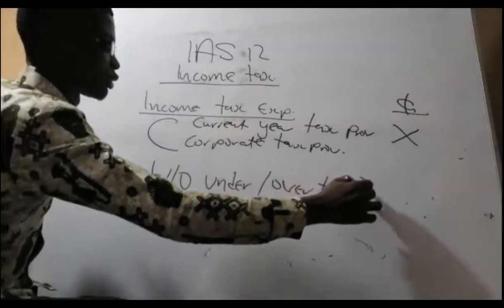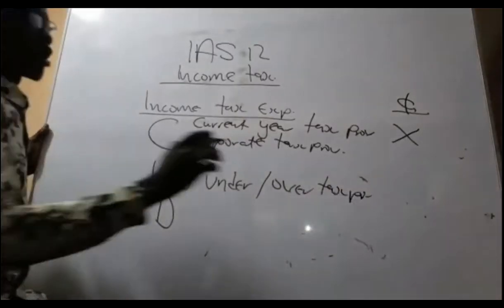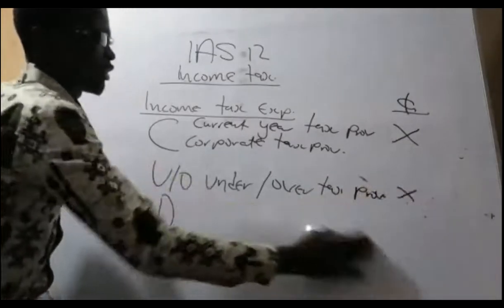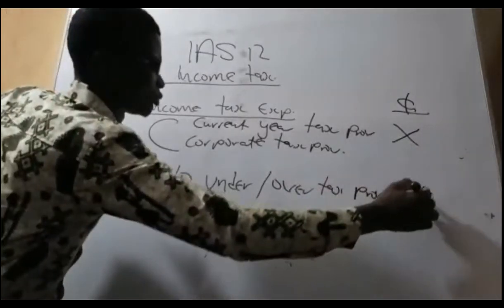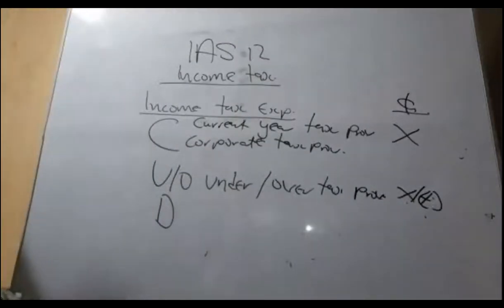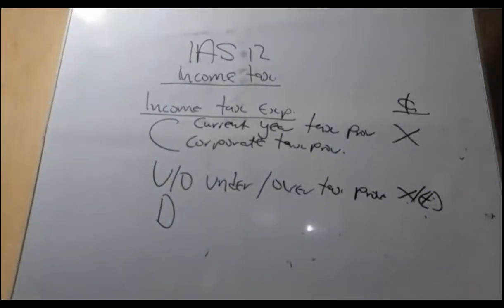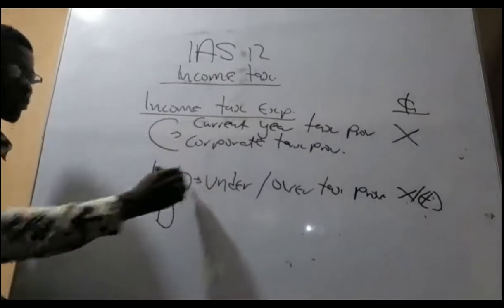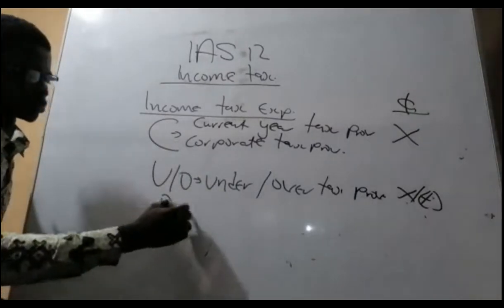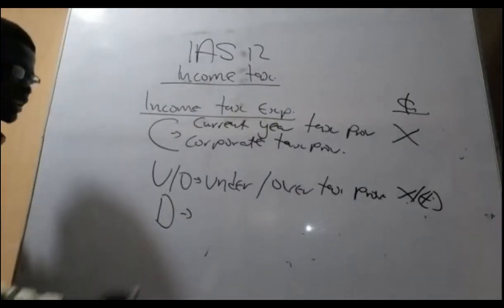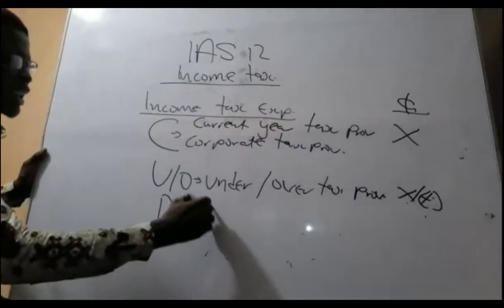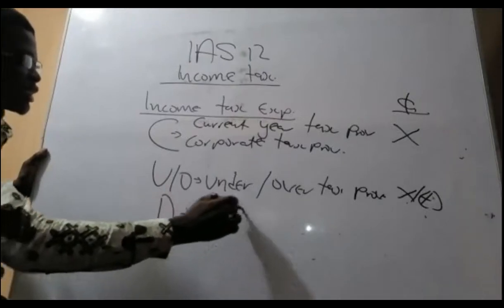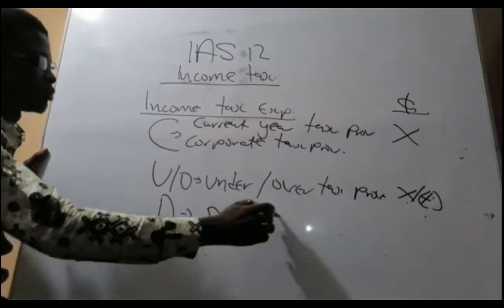tax provision. If it is under, relax and add it. If it is over, subtract. So under you add, over you subtract. Then the D is the movement in the deferred tax. So movement in what? Deferred tax. So that's the deferred tax.